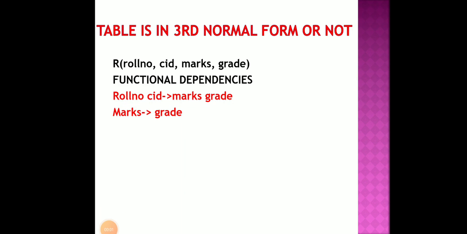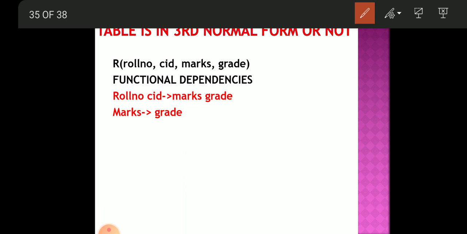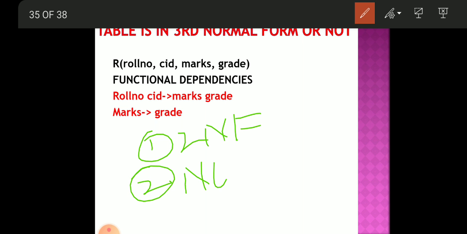Hello everyone. In this lecture I am going to check whether the given relation is in third normal form or not. What are the conditions by which we can check the third normal form? There are two conditions. The first condition is that the table or the relation must be in second normal form, and the second condition is that there should be no transitive dependency. These conditions I already discussed in my previous lecture.